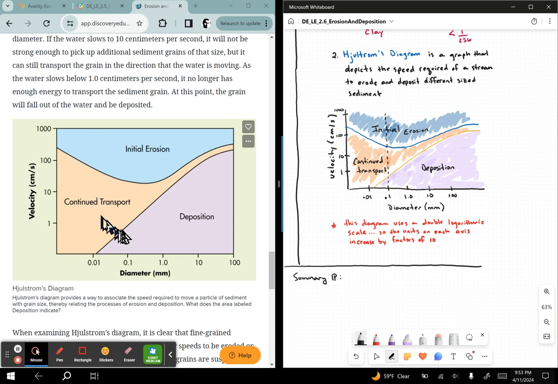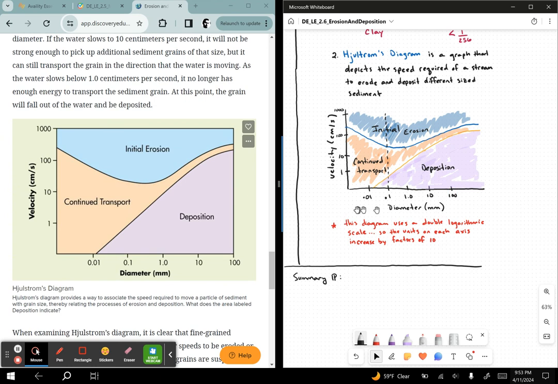You have a nice diagram. I went and took time to redraw this in the notes because I want you to write this in your notes as well. This is called the Hjulström diagram. It is a graph. You can see it is a graph. It's got a y-axis and an x-axis, and it relates the speed required of a stream. So here we go, the velocity, right? That's the change in speed. To erode and deposit different sized sediment. And on the bottom, we have different size sediments.